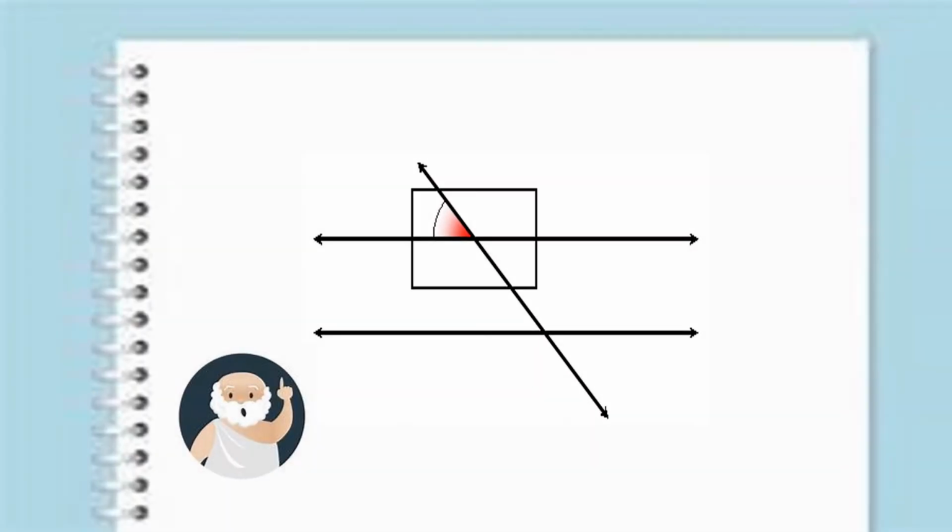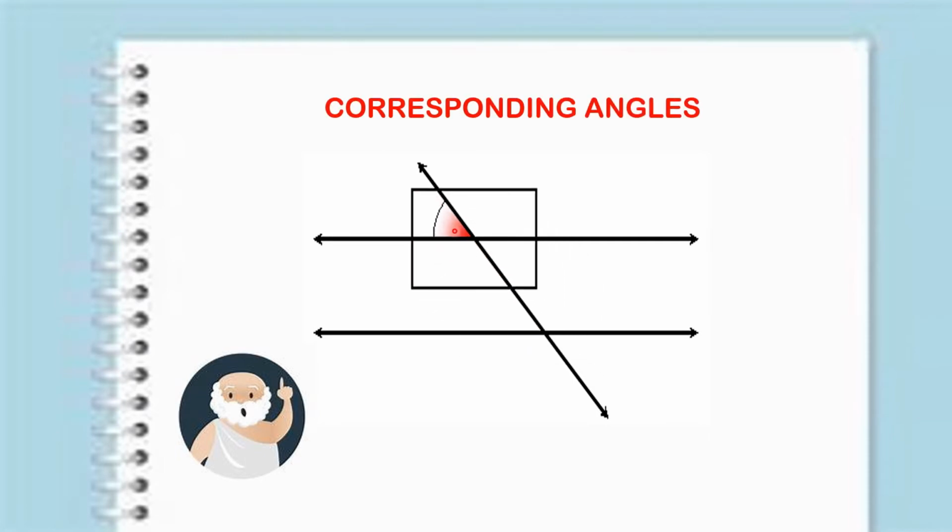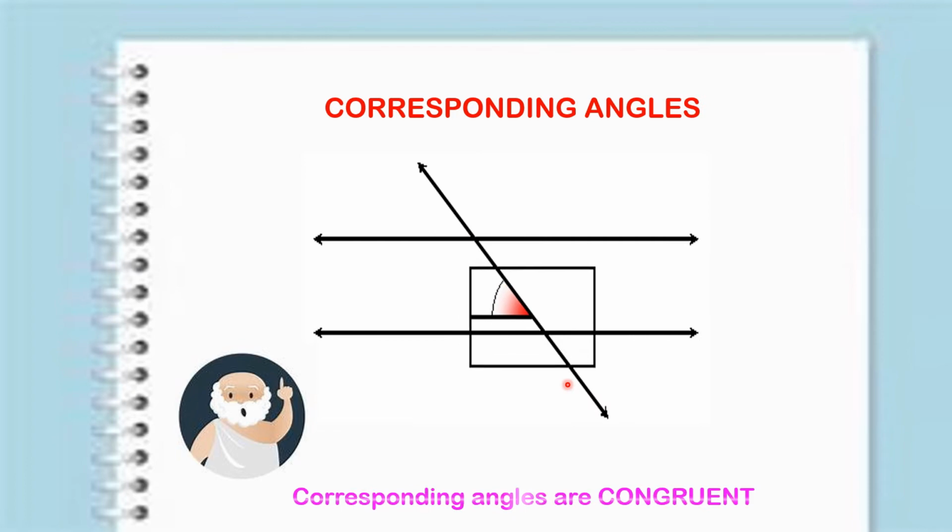Now, observe the figure. These two angles are called corresponding angles. And what does this figure show? It shows that corresponding angles are congruent.